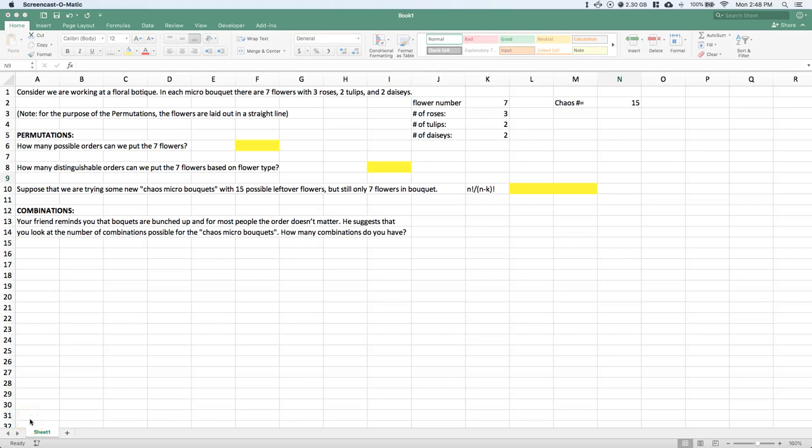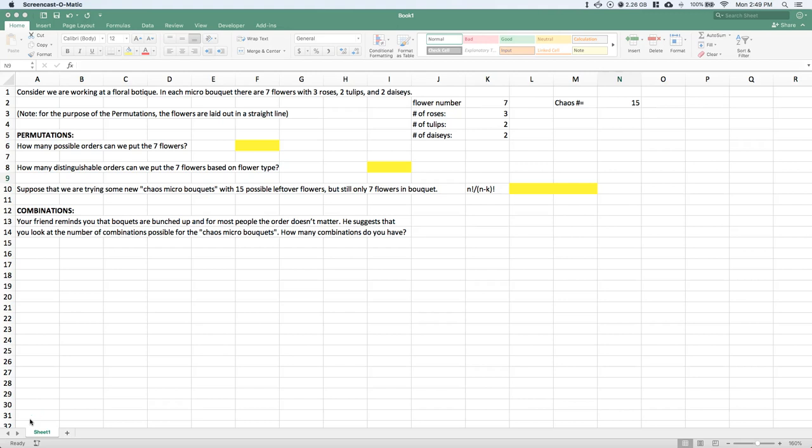Okay, so let's do a little software video on how we can handle our permutations and combinations. We're going to basically be using exclusively Excel to crank these out. So consider that we're working in a floral boutique and we're trying to sell these micro bouquets. There are seven flowers with three roses, two tulips, and two daisies.